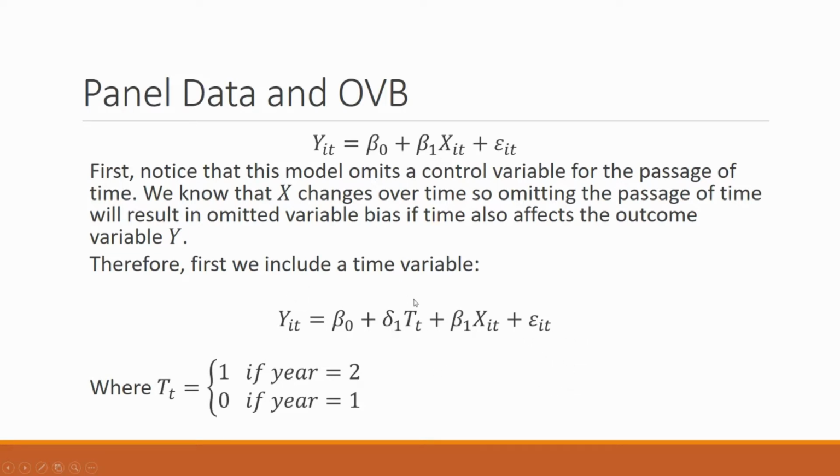We'll introduce a new variable, T, and notice that T has a subscript only of t, not i. It doesn't vary across i, it only varies across t. T_t equals 1 if you're in year 2, and it equals 0 if you're in year 1. So this T variable is capturing the passage of time. That will help. That will be an improvement over this original model.